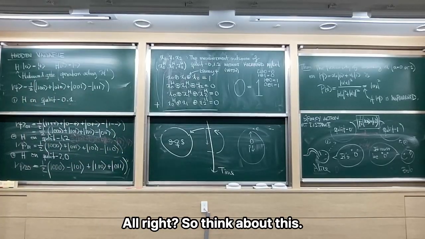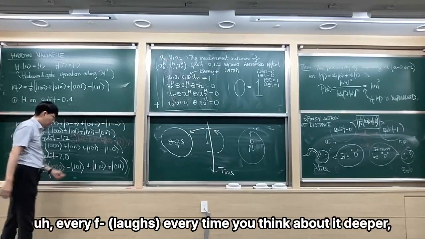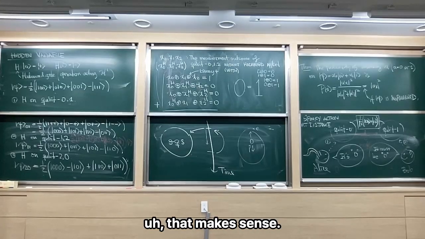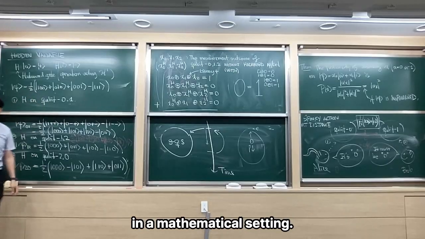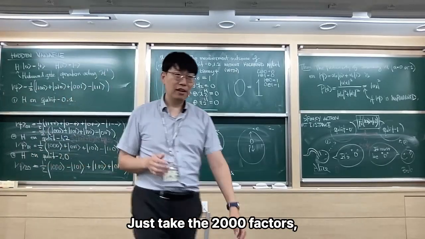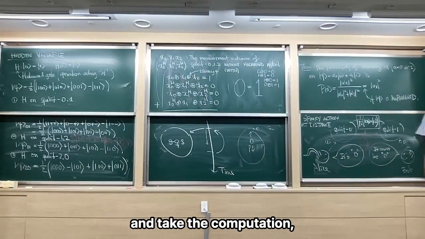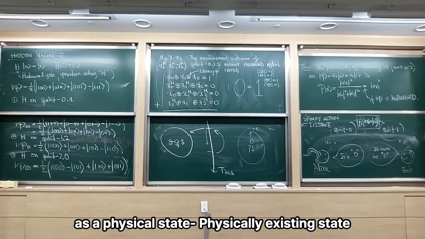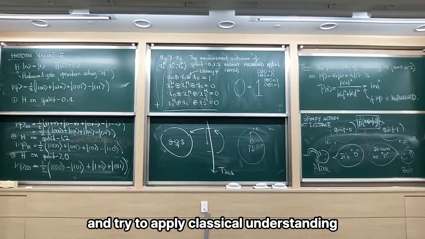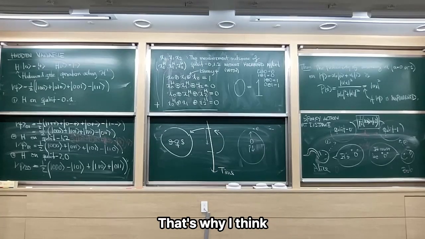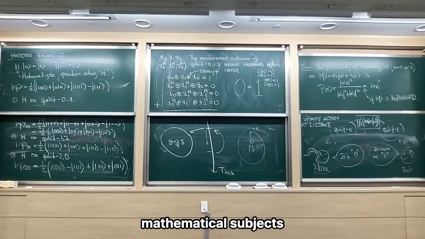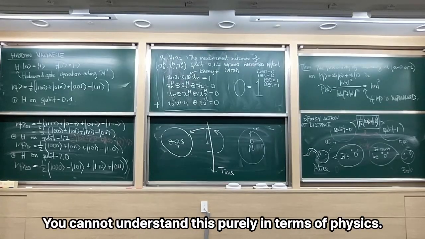So think about this, and every time you think about it deeper, you will find it more interesting and also not making sense. But at the same time, it perfectly makes sense if you think of this in a mathematical setting. Just take it as vectors, take the principles and do the computation, and everything works. If you start thinking about this as a physically existing state, and you try to apply a classical understanding of physics, then it doesn't make sense. That's why I think quantum computing is literally a mixture of mathematical subjects and physics subjects. You cannot understand this purely in terms of physics.